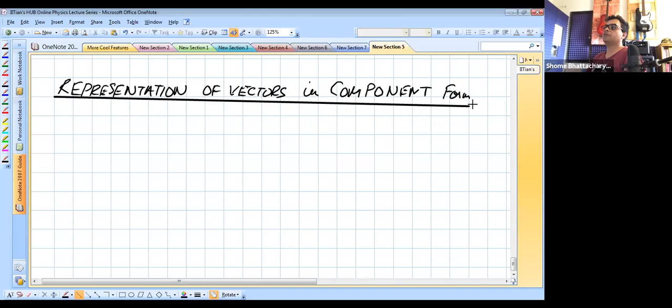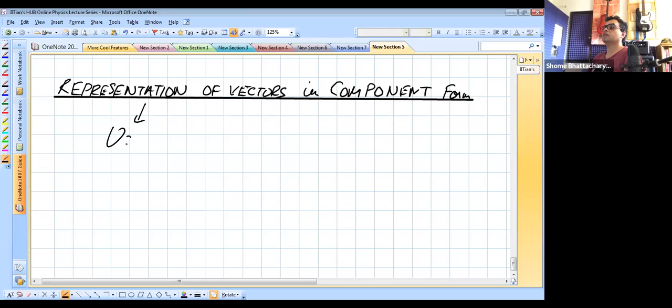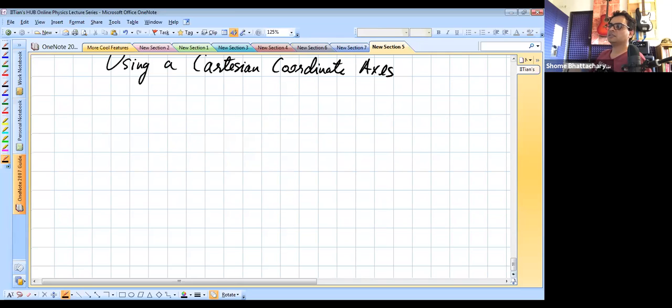So basically in component form, or what we call component algebra of vectors, we represent using a Cartesian coordinate system, a system of Cartesian coordinate axes. So today we will be discussing the representation in a 2-dimensional system. We'll consider only the x and y axis, but eventually we'll also be discussing 3 dimensions.